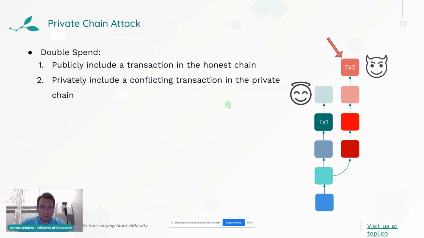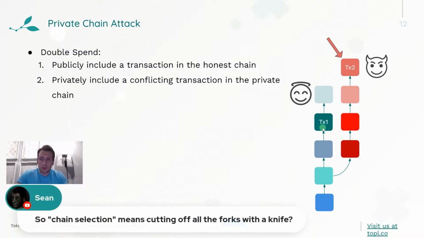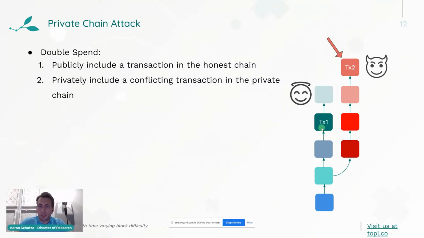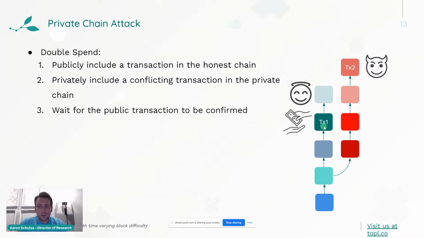The next step is to privately include a conflicting transaction in the malicious chain. Here transaction 2 is a conflicting transaction with respect to transaction 1, so that if transaction 2 appears, transaction 1 wouldn't have been considered valid. The next step is to wait. And once this segment of chain has been adopted by enough participants, and it's sufficiently deep in the public chain, you exchange goods. You can exchange based on the ledger state of transaction 1.